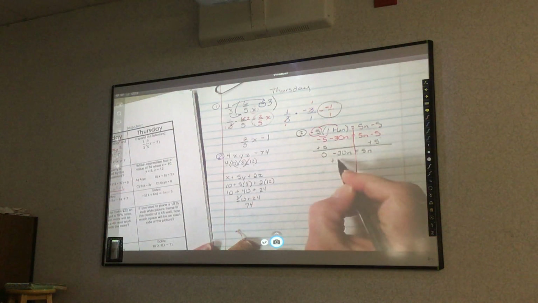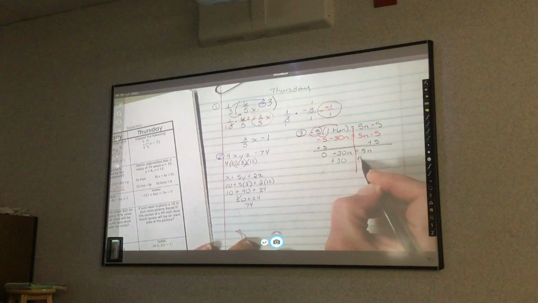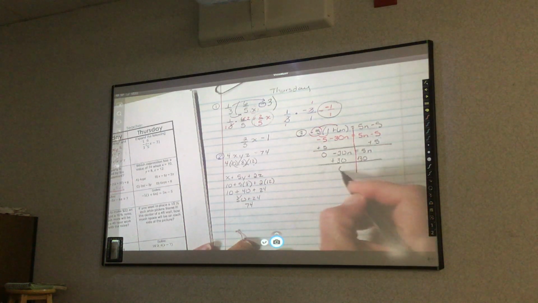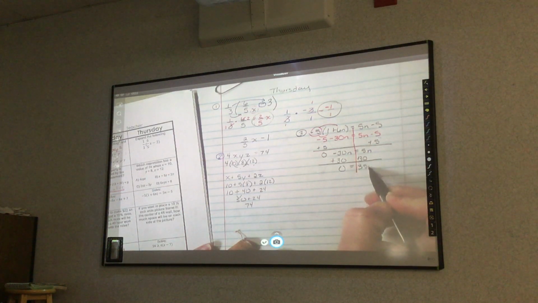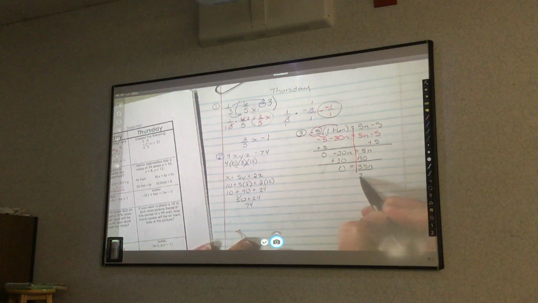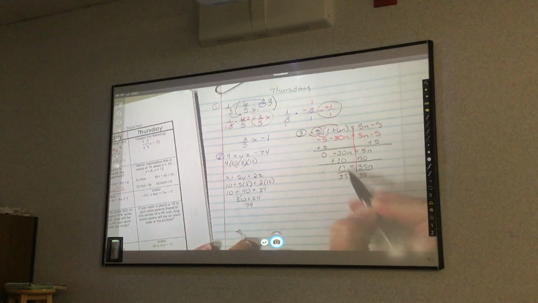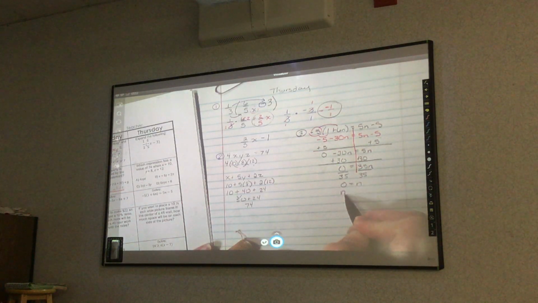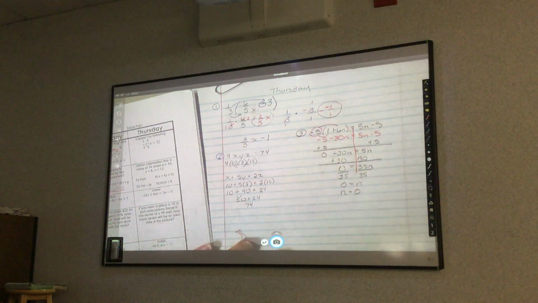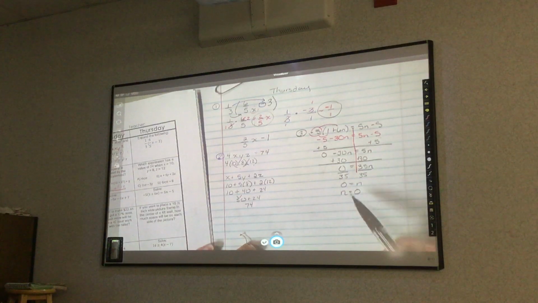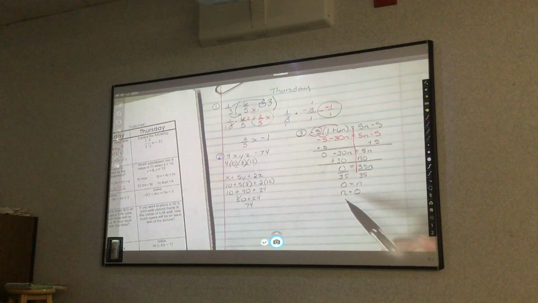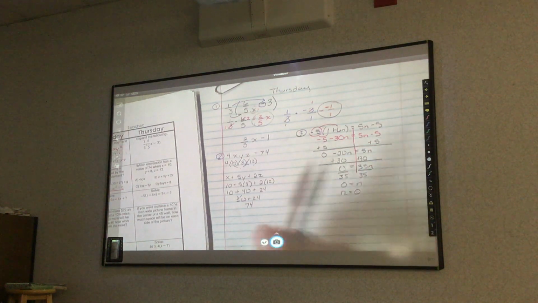Then I'm going to add 30 to both sides. So I have 0 equals 35n. Divide by 35, divide by 35, 0 divided by anything is still 0 equals n. Rewrite it, n equals 0. Don't forget to rewrite it. Start getting used to rewriting it with your letter in front.